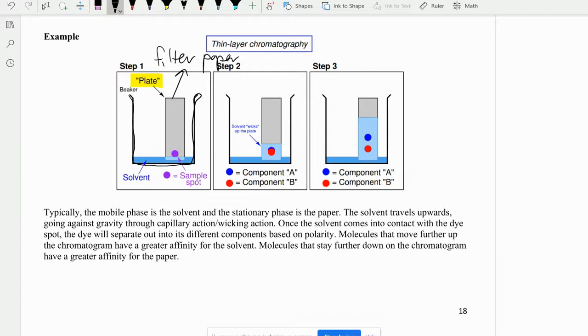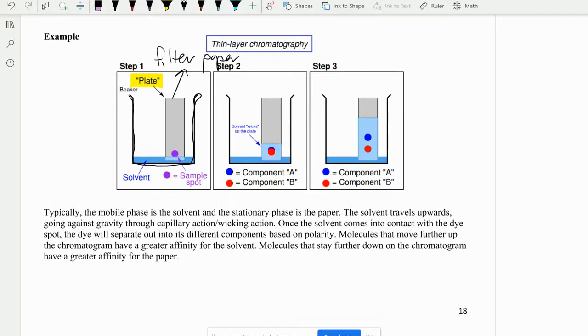So we're going to have some type of stationary phase, and then we're going to add to that stationary phase a sample or a mixture that we are curious about separating and learning more about. You can see on the picture that the sample spot in purple has been indicated. It's been dotted at the bottom part of this plate or filter paper. What we're going to do is add that filter paper and plate into a solvent. The solvent is called the mobile phase.